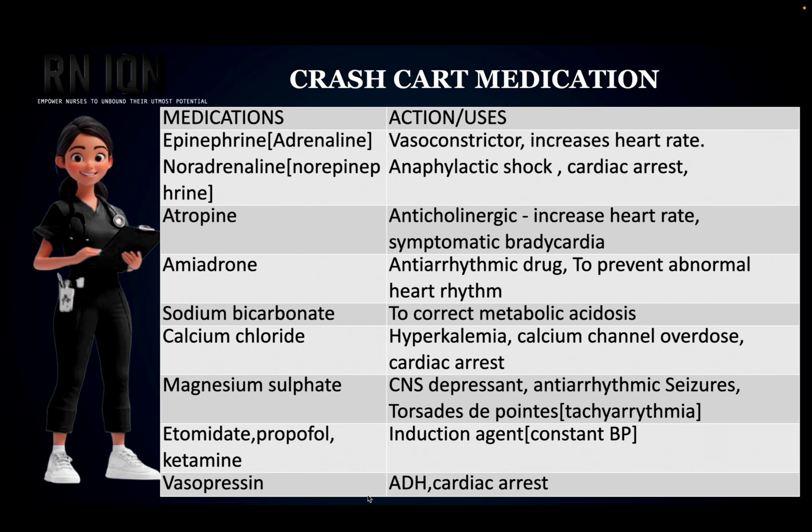Noradrenaline, otherwise known as norepinephrine, acts as a vasopressor, and it is used in cardiac arrest or if the patient is having low blood pressure, especially in shock. It improves the blood flow to the vital organs by increasing the BP. Atropine has an anticholinergic effect, increasing the heart rate by blocking the vagus nerve effect. It is used especially in symptomatic bradycardia, that means very slow heart rate.